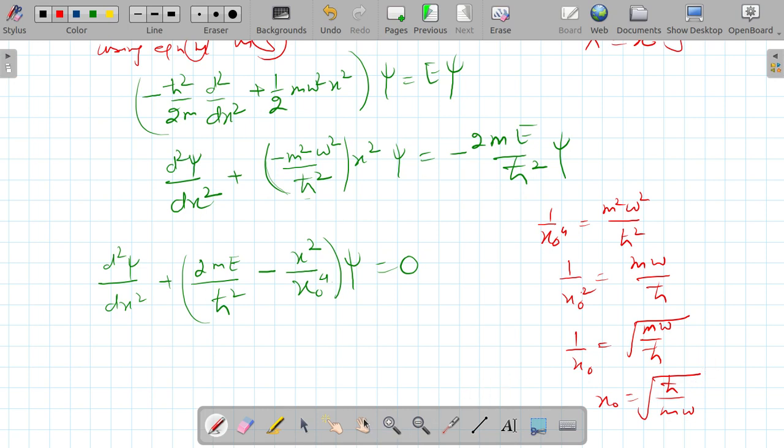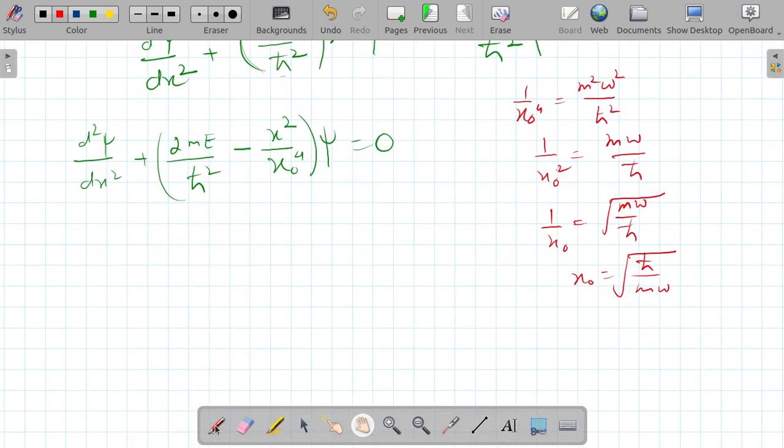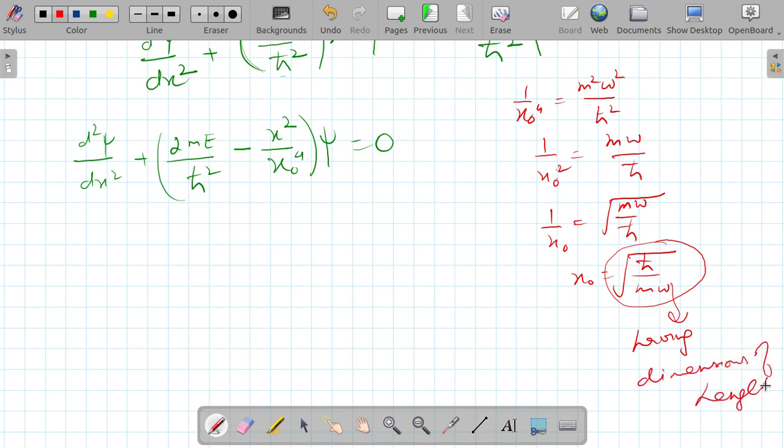Why am I writing it as x naught? Because if I look at its dimensions, it has dimensions of length. That's why I'm choosing it as x naught. So this is about the differential equation. It's a very important differential equation for the harmonic oscillator.